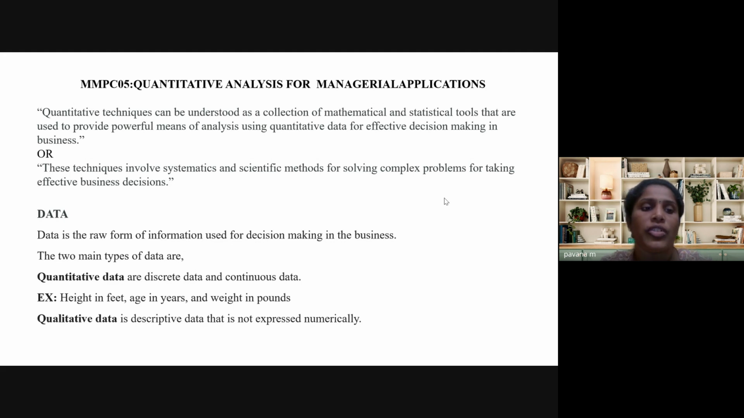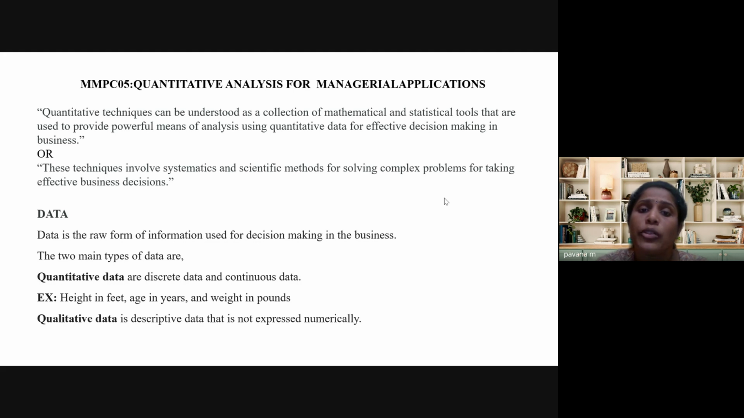Actually, you just see the definition. Quantitative techniques can be understood as a collection of mathematical and statistical tools that are used to provide powerful means of analysis using quantitative data for effective decision making in business. And another definition for quantitative techniques is: these techniques involve systematic and scientific methods for solving complex problems for taking effective business decisions. So whatever decision you take, why we are doing these things is to analyze the quantitative data so that we can take effective decisions.